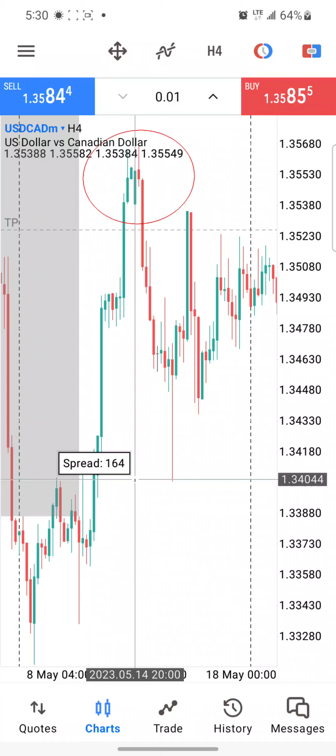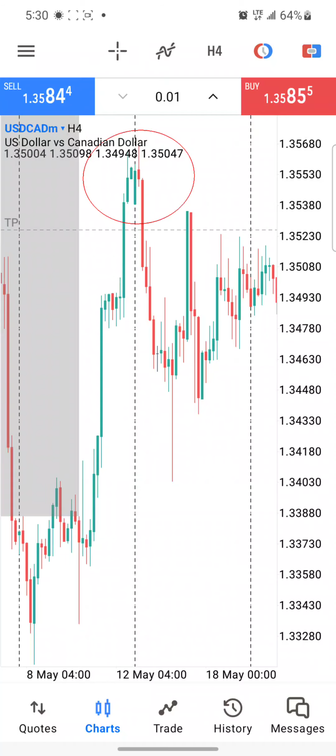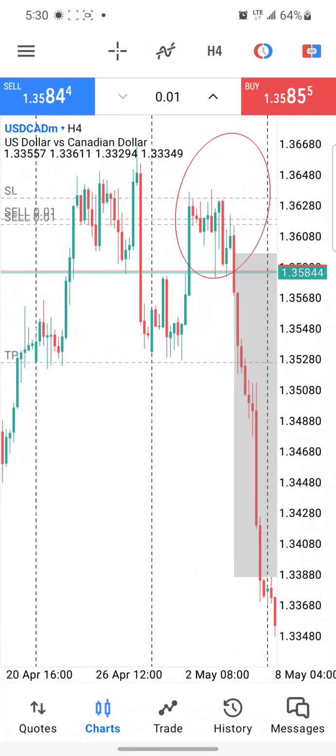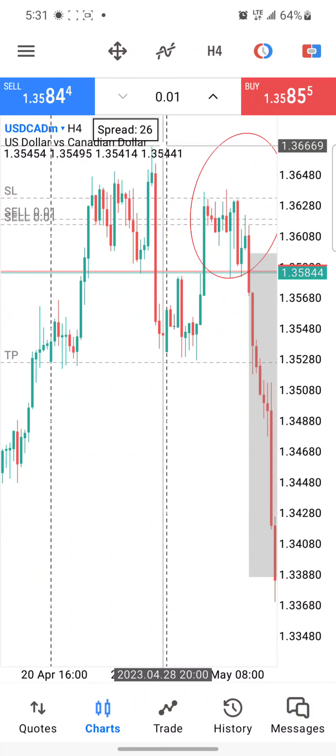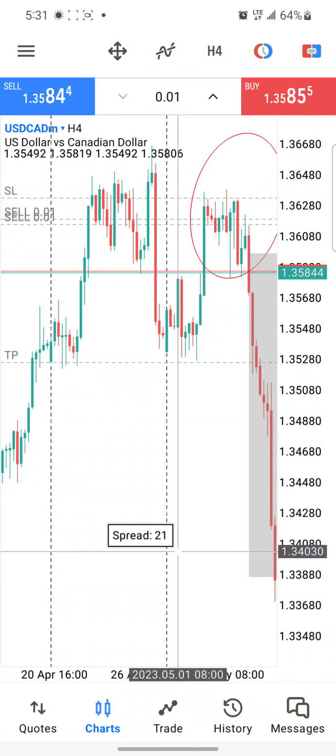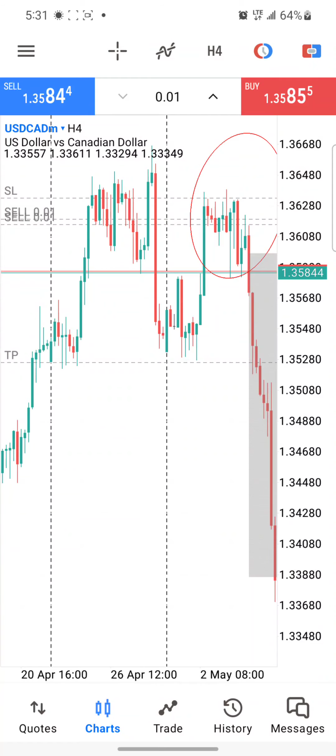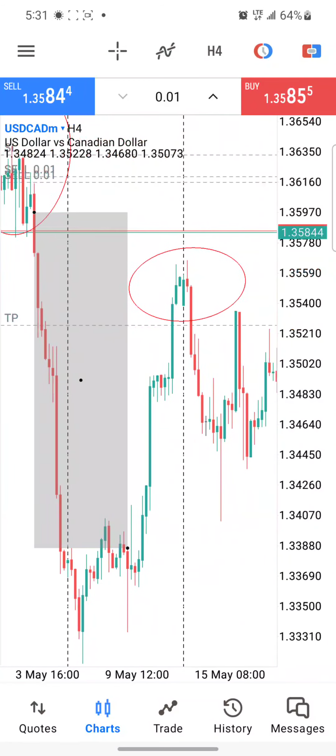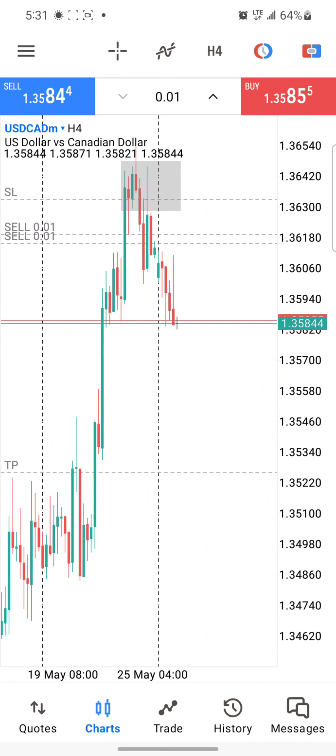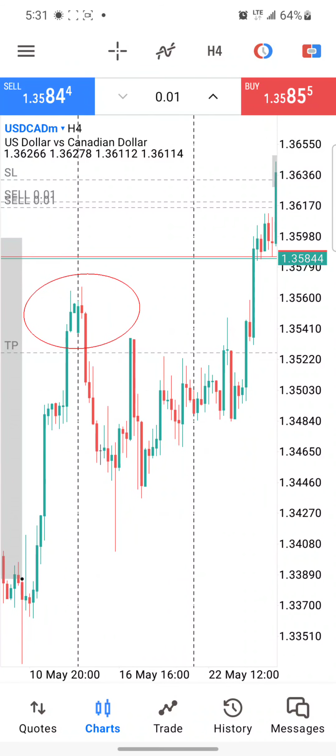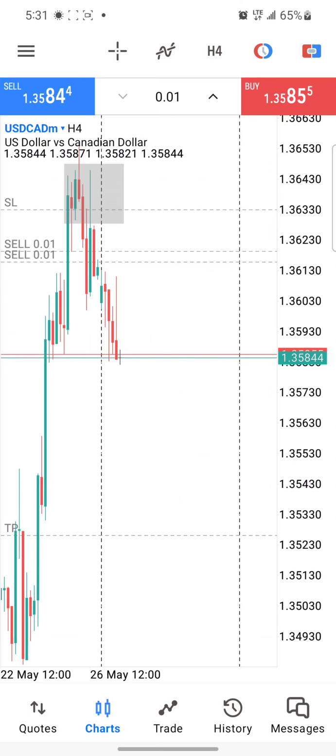When I see this ICT breaker block, I would take my trade from here, expecting the market to go up and meet this buy side liquidity. I expect the market to go up and meet this buy side liquidity, and that is exactly what the market did, assuming all other things being equal, with no information or news to take out the market. So the market came up to meet it at the top here, and that's perfect.